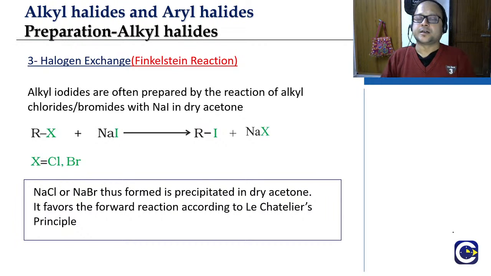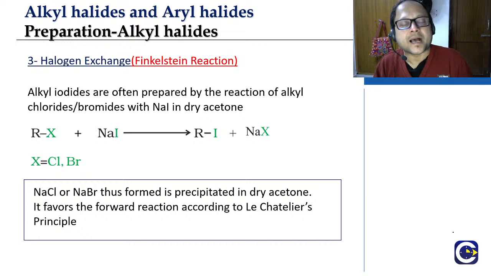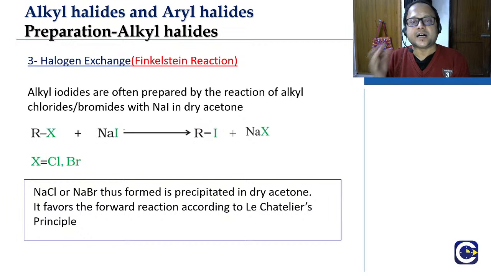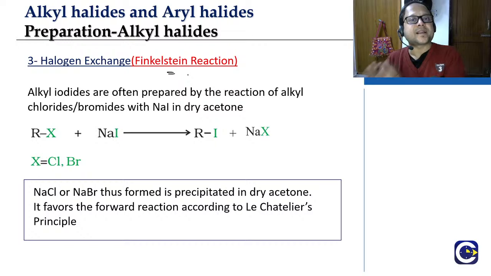Now comes the third interesting way of preparation of your haloalkanes, and that is by halogen exchange. Because we have prepared bromoalkane and chloroalkane, but we are yet to make exclusive fluoroalkanes and iodoalkanes. So there are two reactions, one is the Finkelstein reaction and the other one is your Swarts reaction, where you can exclusively make iodoalkanes and fluoroalkanes.